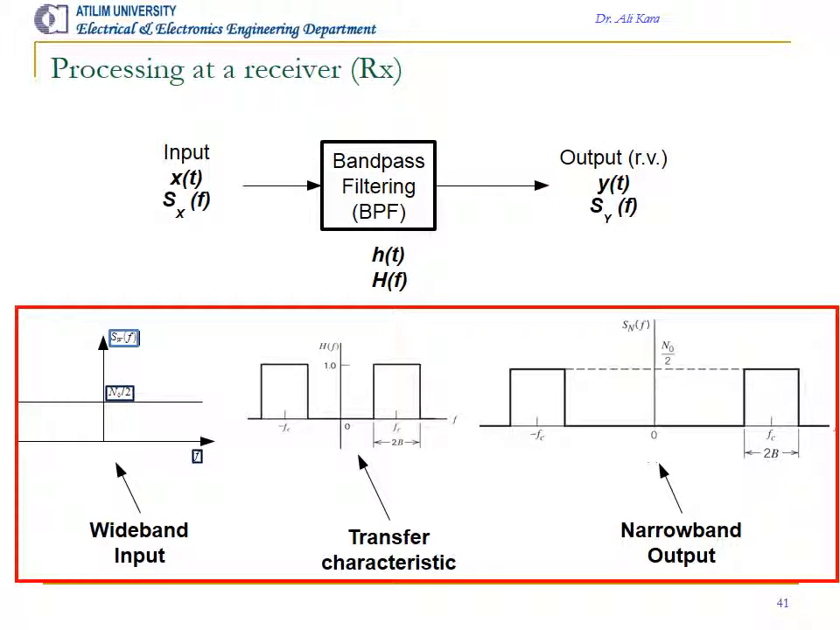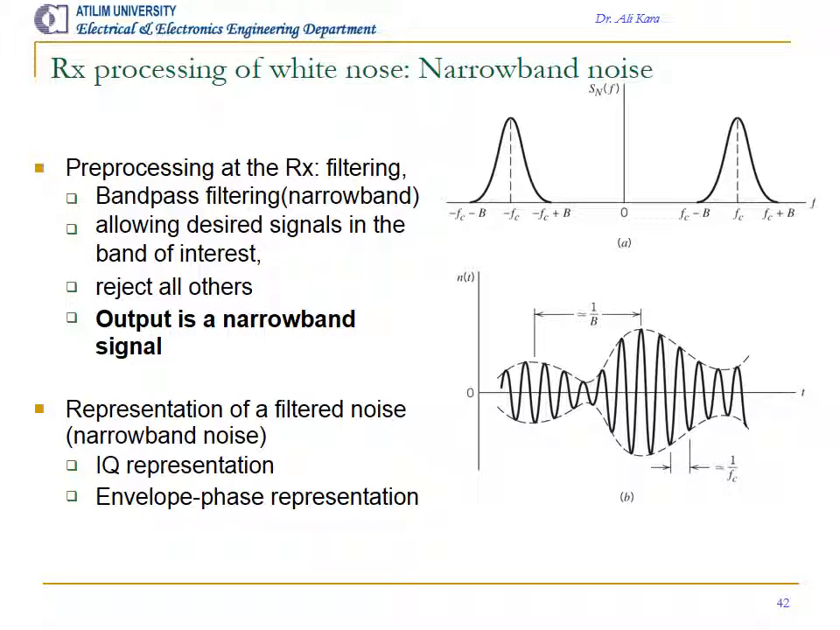We do essentially a scaling, that is, the output function Y of f has the same spectra as the filter function, except that the amplitude is scaled by the noise figure, which is N0 over 2. Essentially, we make a wideband input into a narrow band output. Rx processing of white noise, narrow band noise.